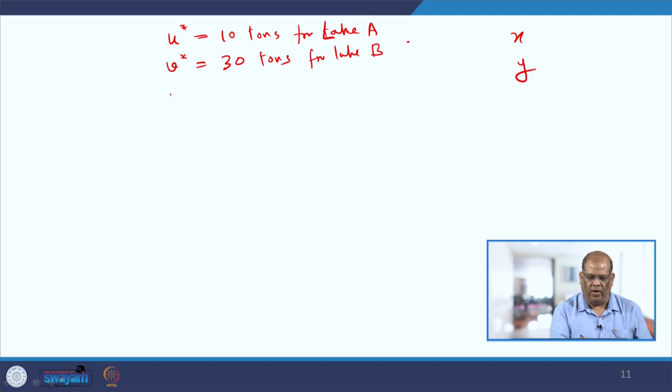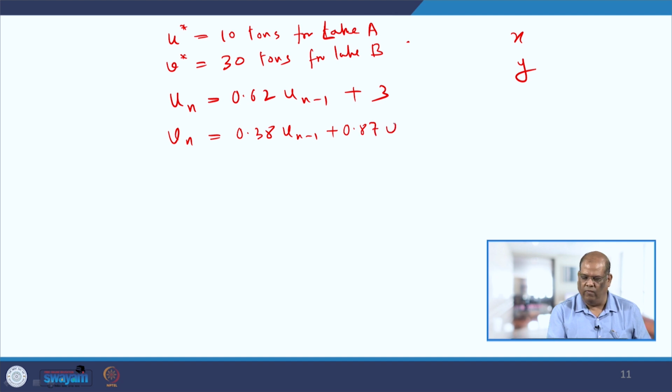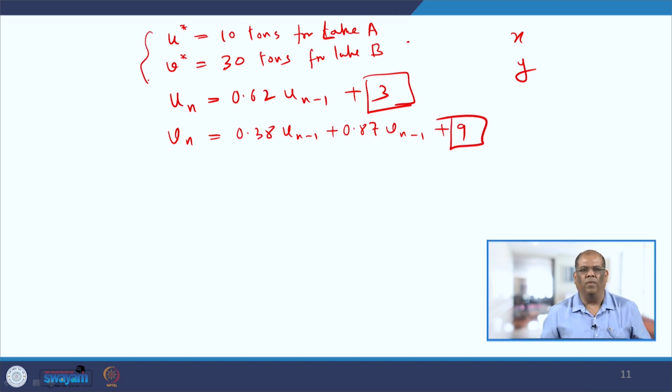So, you have the previous equation as un equal to 0.62 un minus 1 plus 3 tons and Vn equal to 0.38 un minus 1 plus 0.87 Vn minus 1 plus 9. So, this was the previous model. Now, a committee has formed and they observed, and let us say they bring down the equilibrium solution to be 10 and 30, and for that you cannot throw 3 and 9 tons in the lake. Bring me the new values of x and y.